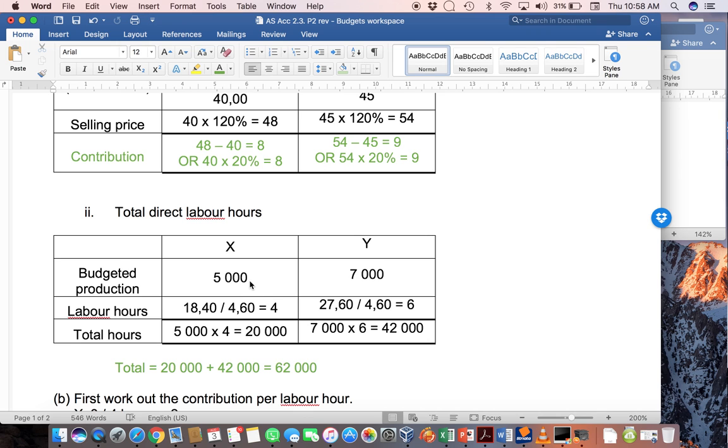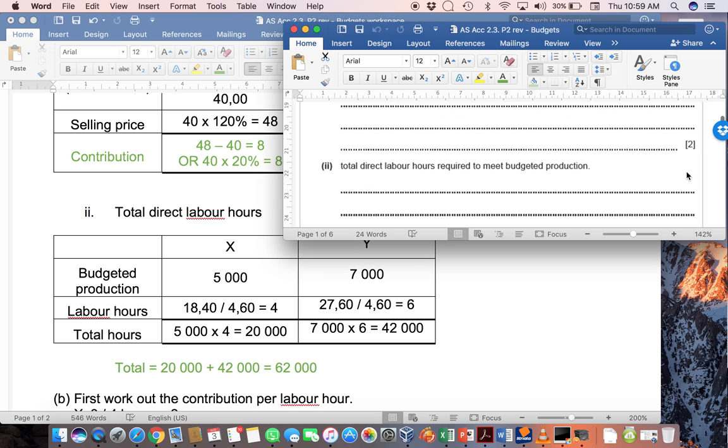So 4 hours times 5,000 units means that we need 20,000 labor hours to make X, and similarly for Y we need 42,000 labor hours, because the total direct labor cost per unit for Y was 2760, which means that we needed 6 hours, and so therefore 6 hours times the 7,000 budgeted production gives us the 42,000 hours. We can then add those two amounts together to find that our total labor hours that we need are 62,000.